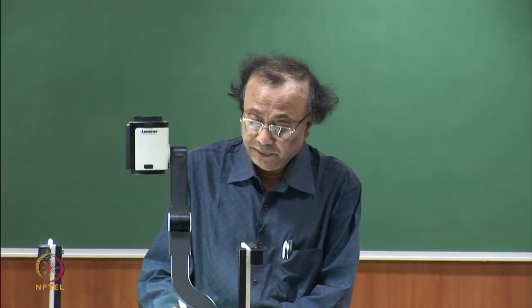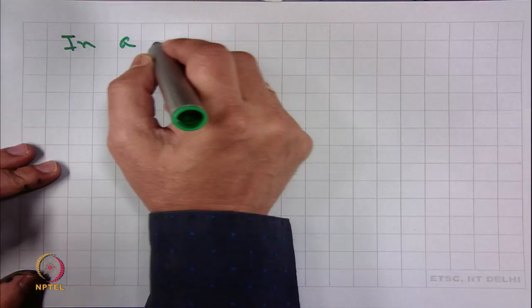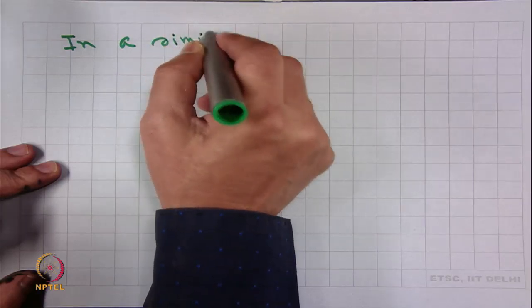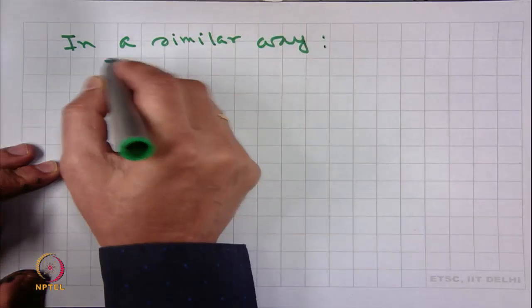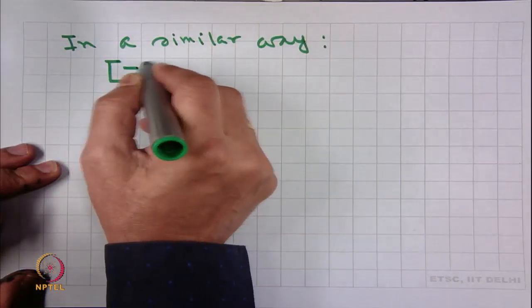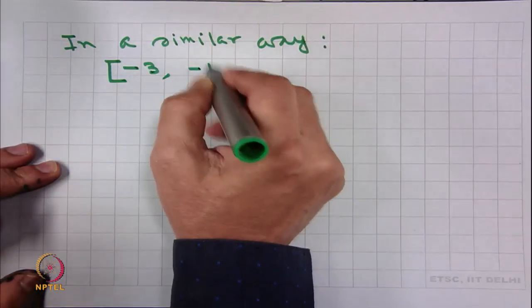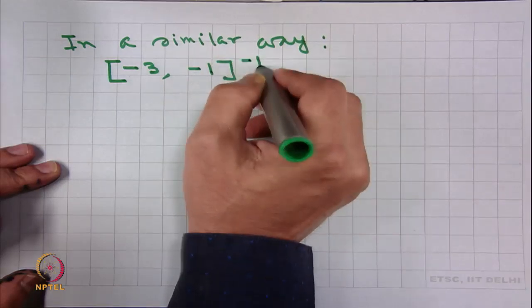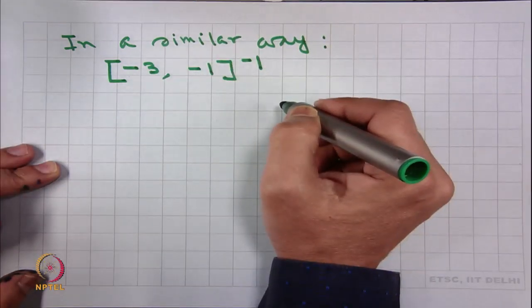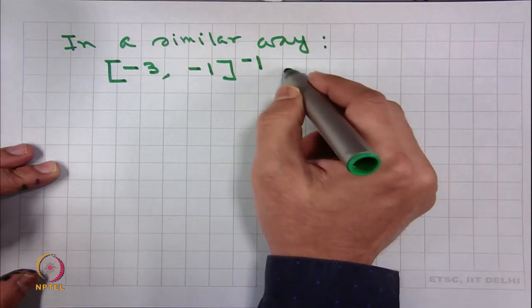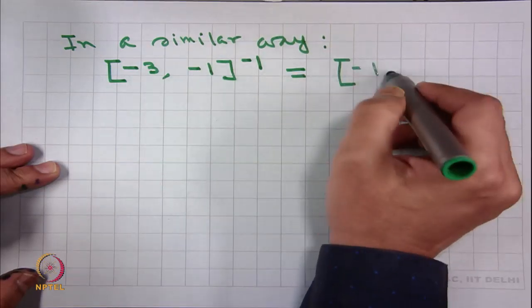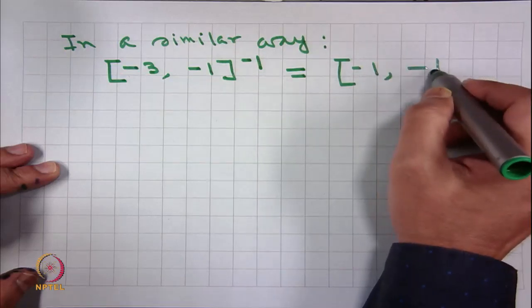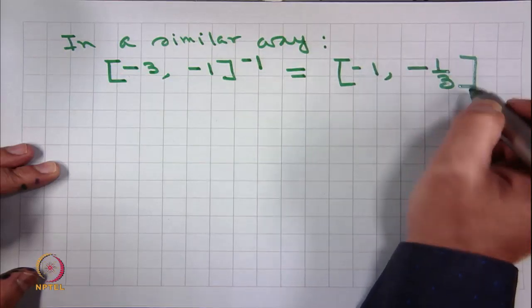In a similar way, [minus 3, minus 1] reciprocal is equal to [minus 1, minus 1/3].